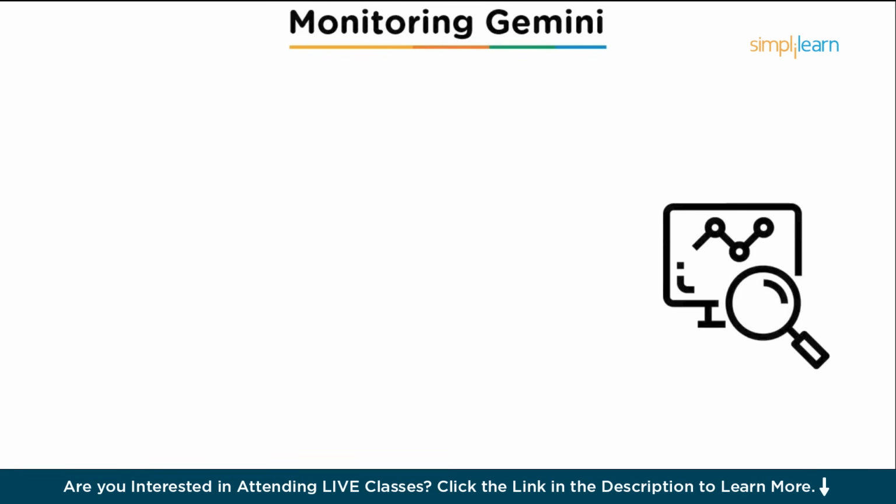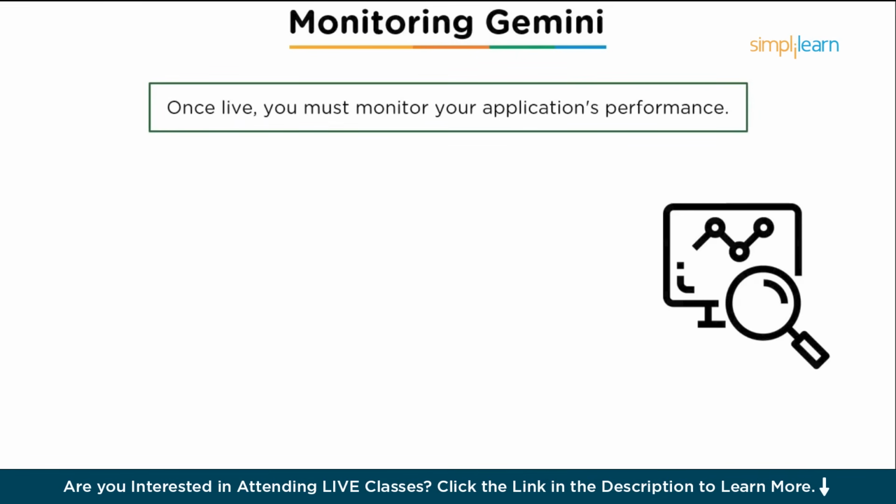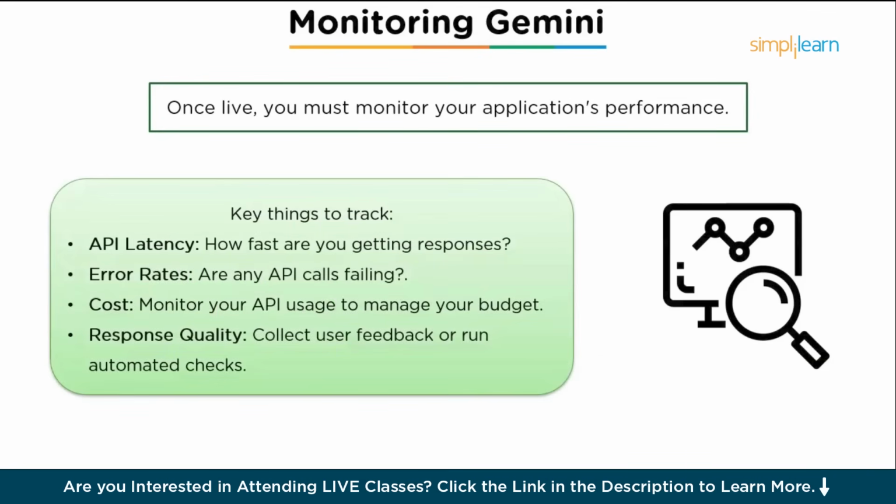Once your Gemini powered application goes live, continuous monitoring of Google Gemini becomes absolutely essential to ensure optimal performance and operational health. There are several key things to track: API latency to ensure responses are delivered quickly, error rates to identify any failing API calls and underlying issues, cost to vigilantly monitor your API usage and manage your budget effectively, and critically response quality, which involves collecting users' feedback or running automated checks to confirm the AI's output remains accurate, relevant, and useful over time.